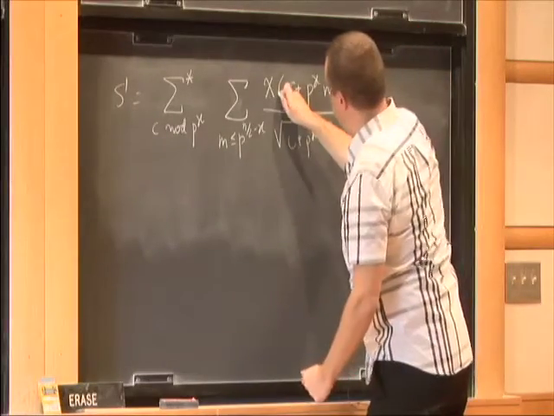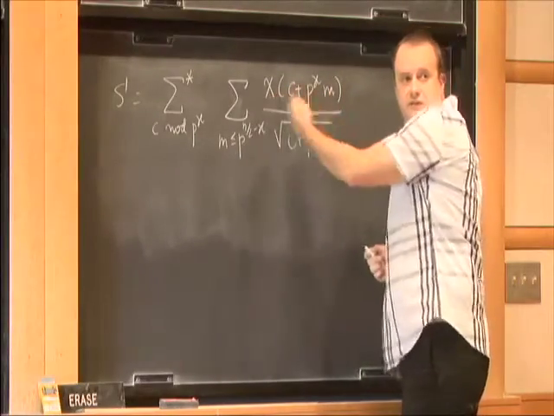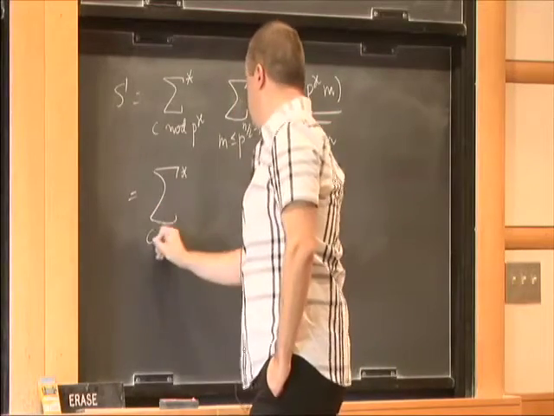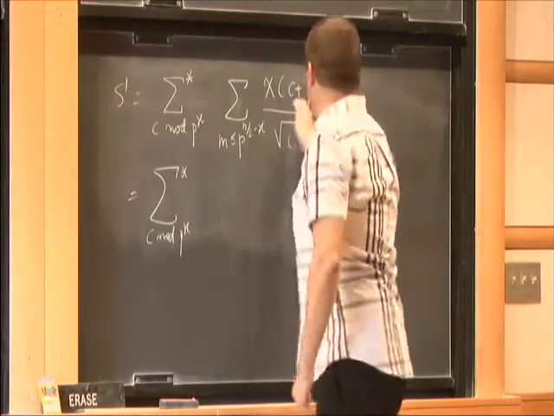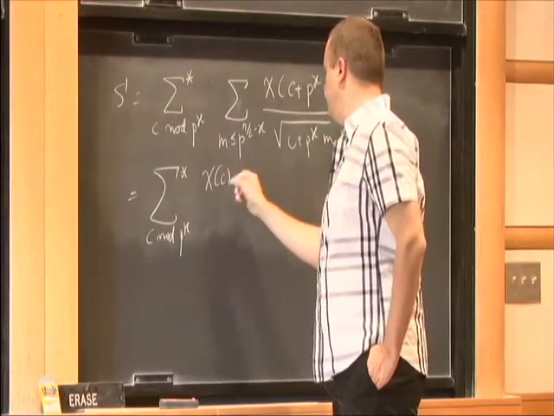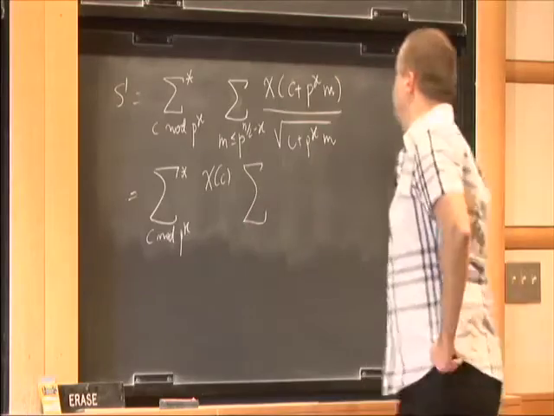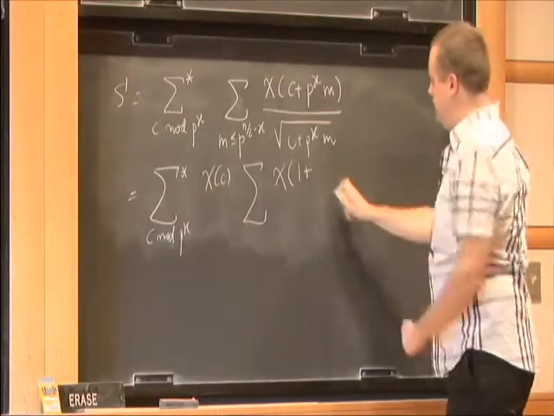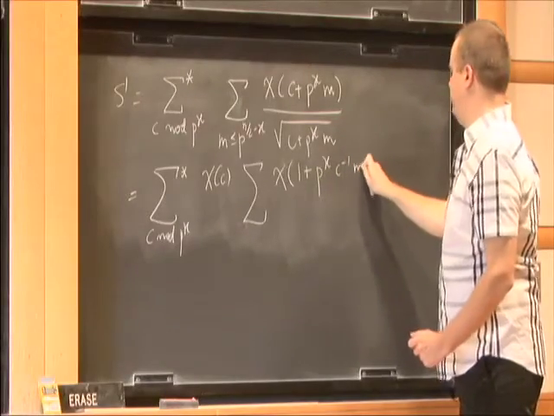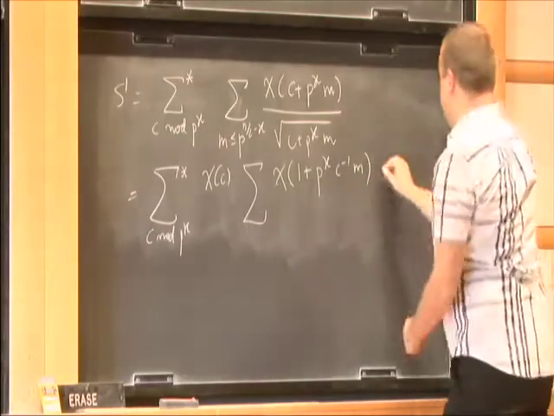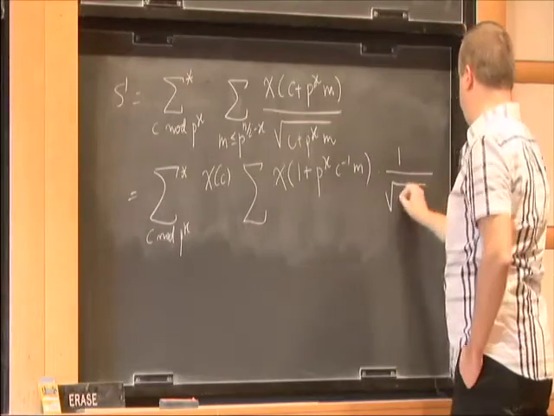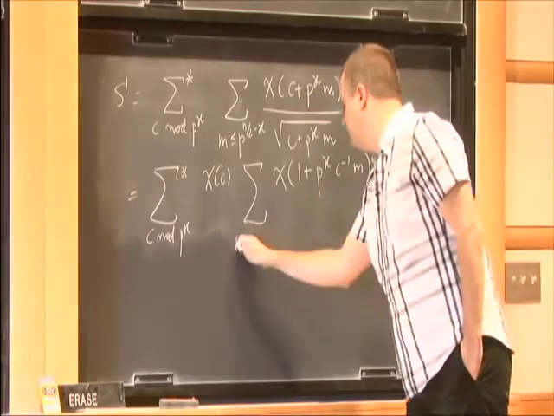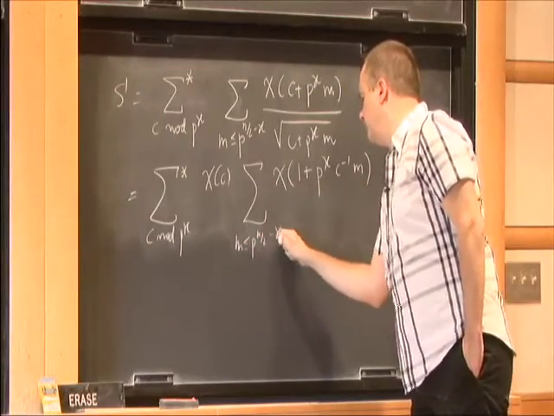I can go ahead and split it. I can get chi of c out, and I'm not going to care about that much. So I'm going to get chi of c. And then inside, I'm going to get the sum of chi of 1 plus p^kappa c inverse m times this weight function, which I'm not terribly concerned with for now. And m essentially goes up to p^(n/2 - kappa).